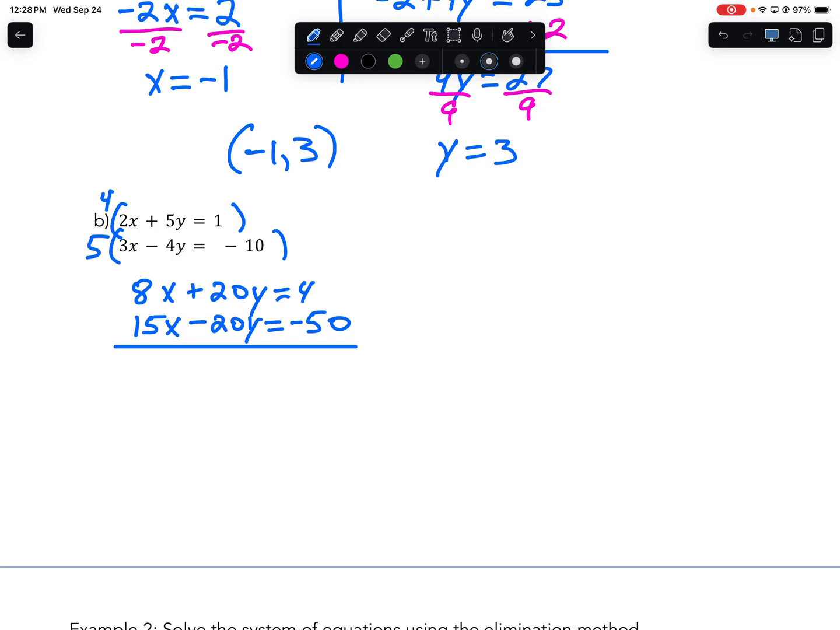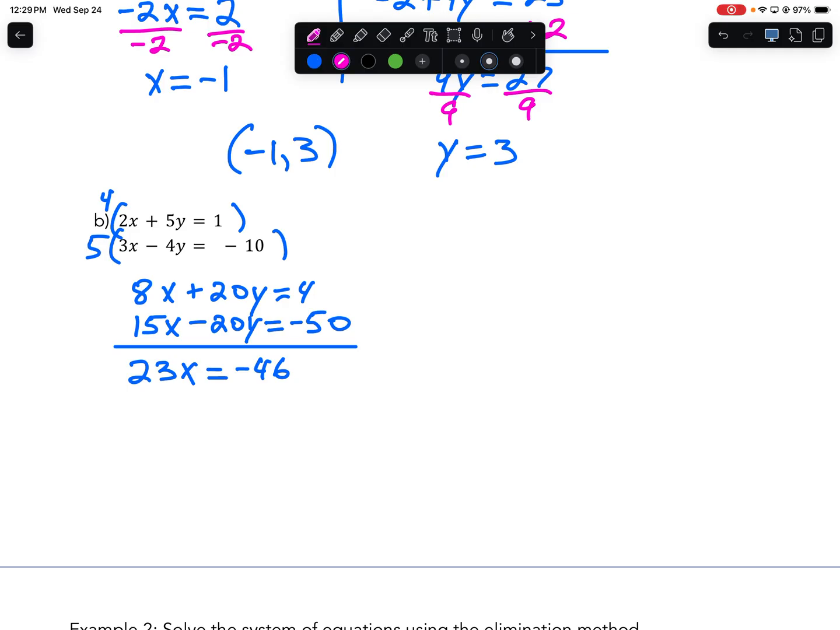Okay, so 8 plus 15, 23x equals negative what? Negative 46. Does anybody have a strategy for subtracting 4 minus 50? Sometimes your mental math strategies are money and you can share them with the rest of the people. I just do 50 minus 4. The 50 is negative, so it's got to be negative 46, not positive 46, right?